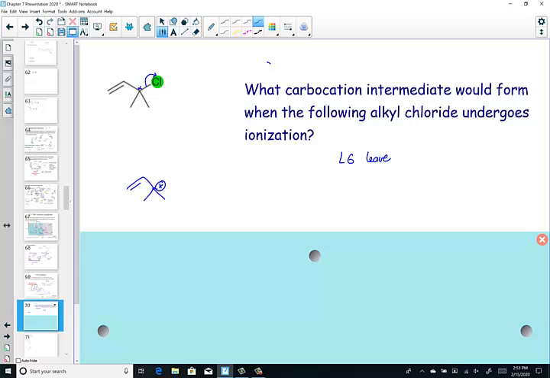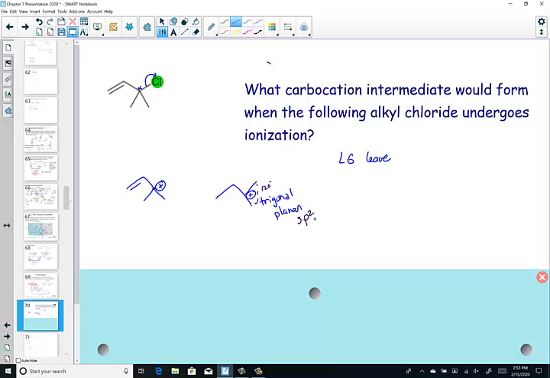Now thinking a little bit better about the geometry, we would have sp2, so it's trigonal planar, just to envision what those bond angles really look like. They would become 120-degree bond angles for trigonal planar. So the positively charged carbon is now sp2 hybridized.